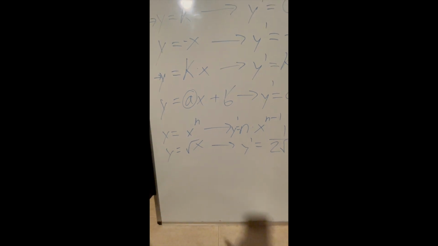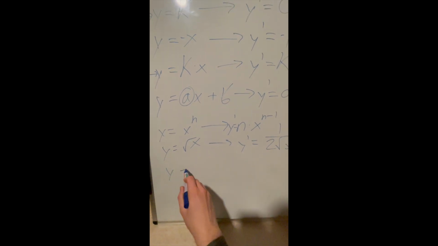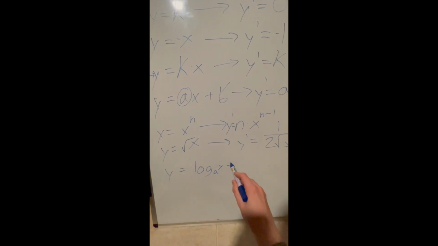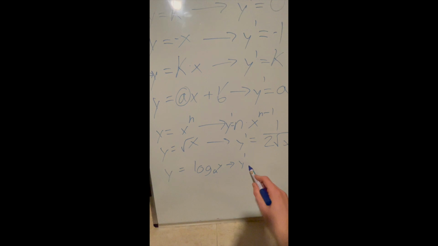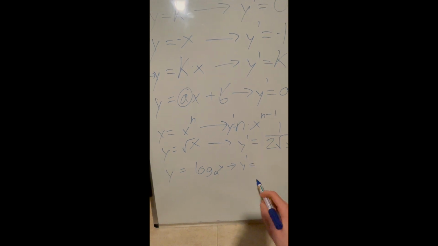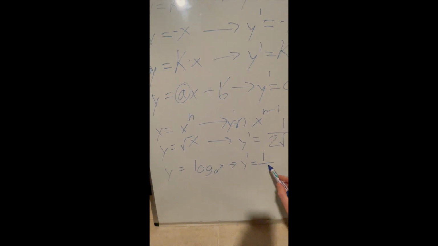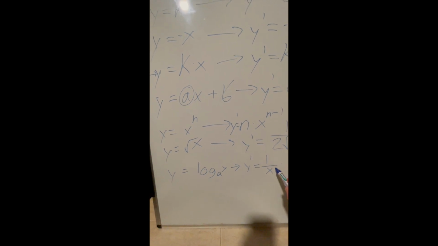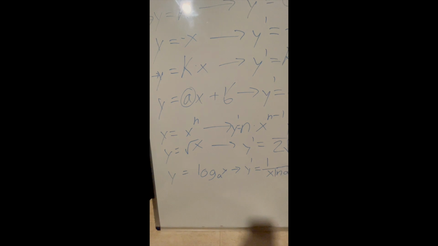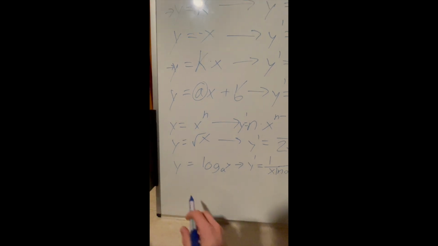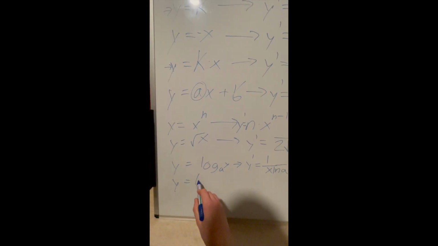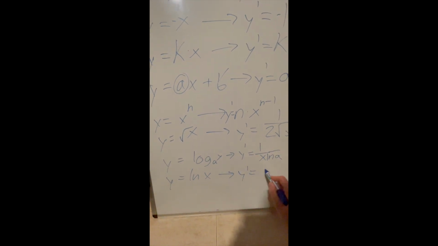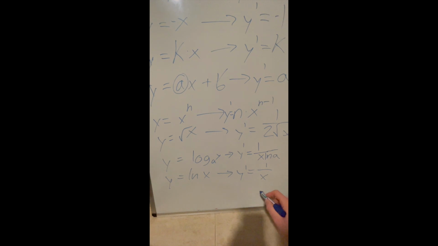If we have that our y is equal to logarithm of base a of x, then our derivative is going to be equal to 1 over x natural logarithm of a. And if we have that our y is equal to natural logarithm of x, our derivative function is going to be 1 over x.